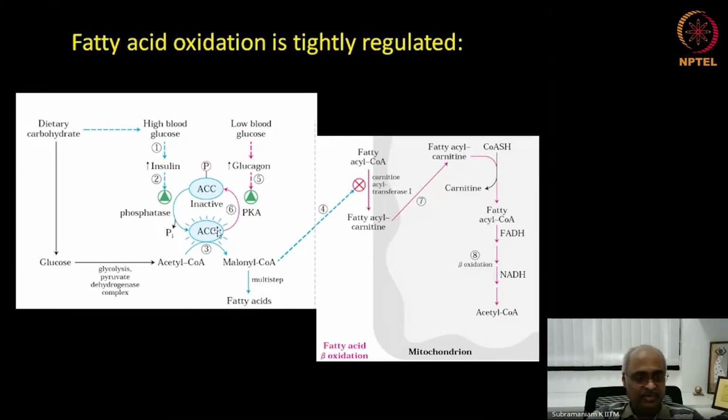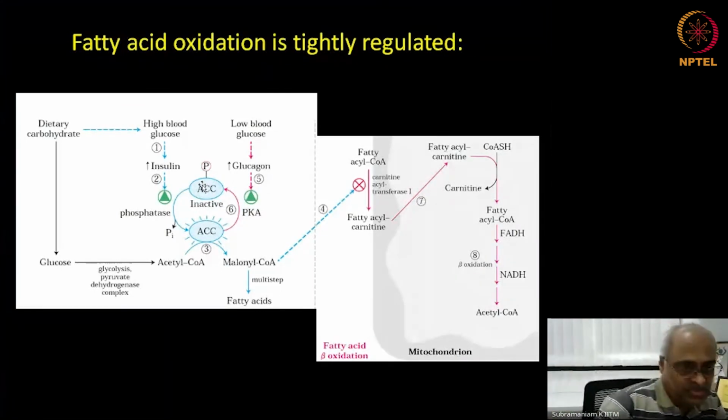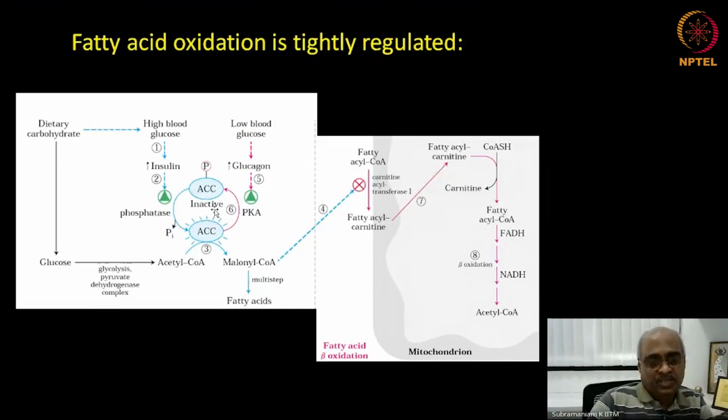Therefore, this enzyme, which is a committed step, committed to fatty acid biosynthesis, is subject to regulation. Here the regulation is phosphorylation and dephosphorylation. So this is covalent modification of the enzyme, a post-translational regulation. The active form is the dephosphorylated form, and that is stimulated by insulin. Insulin activates this phosphatase, which converts the phosphorylated inactive ACC to active ACC. So this is one important regulation.